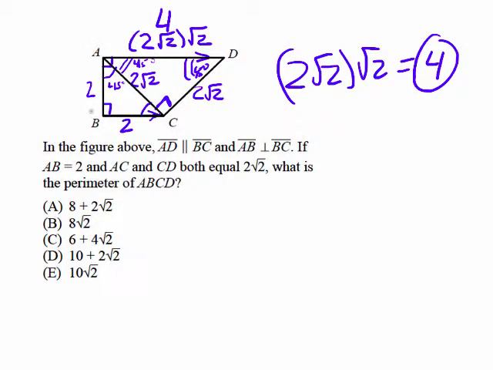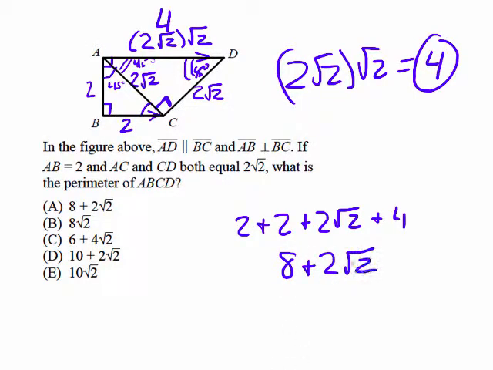So what's the perimeter of ABCD? Well, that's going to be 2 plus 2 plus 2 rad 2 plus 4, working all the way around from sort of AB, 2, 2, 2 rad 2, and 4. Add that up, and that is 8 plus 2 rad 2. That's choice A. Cool?